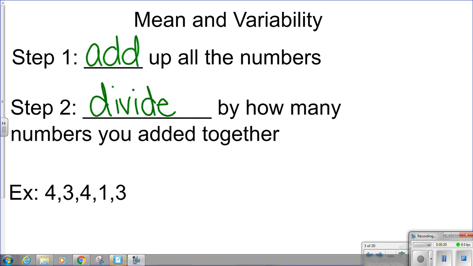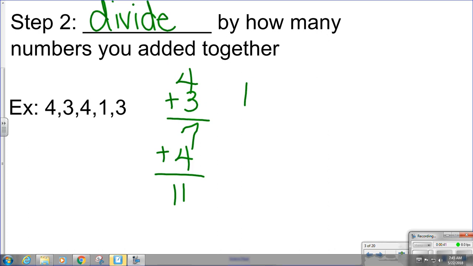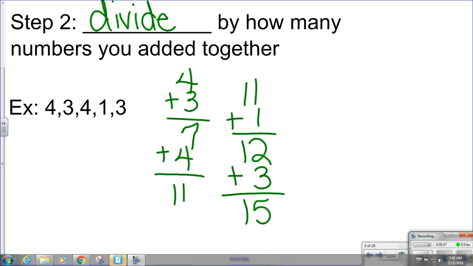Add and divide. So in the data 4, 3, 4, 1, 3, you're going to add the numbers together. I would not suggest that you add them in your head. I suggest you add no more than 2 numbers together at a time to hopefully ensure that you add correctly. One long list isn't going to help you. It's too much in your head.